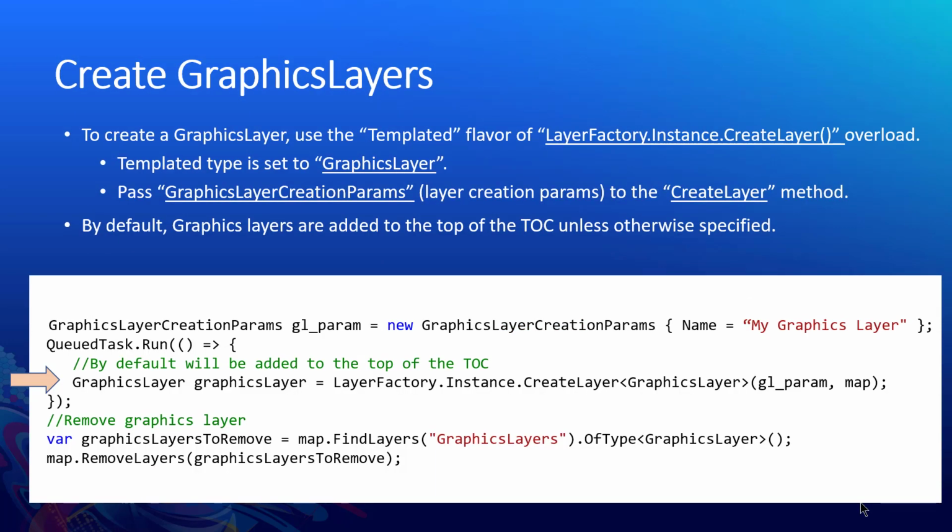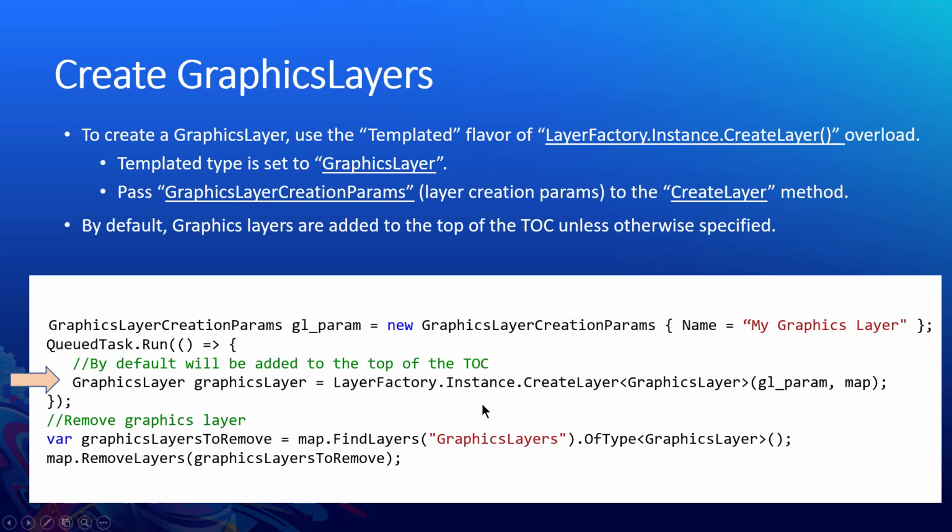To create a graphics layer programmatically, use the templated flavor of the create layer overload available in the layer factory class. The templated type is set to graphics layer. This method requires a graphics layer creation params object as a parameter. This is where you specify things like the name you want to use for your layer. Notice the code snippet at the bottom of this slide. I first create a graphics layer creation params object using the constructor, and I set the name property to the name I want to use for my new layer.